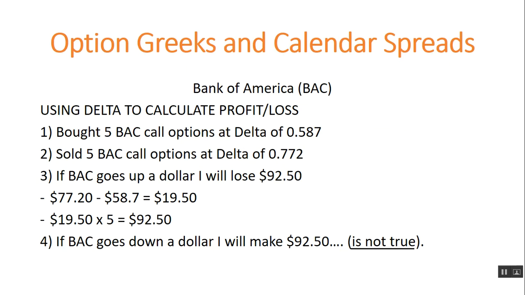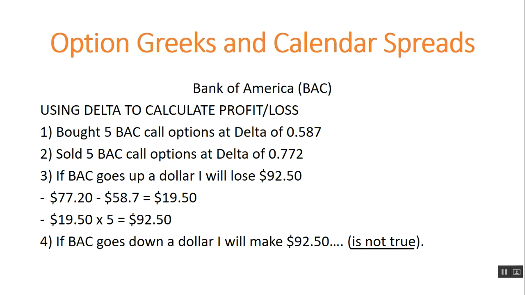So I put the numbers in there, I put the math. I take the $77.20 and I subtract the $58.70 and I get $19.50, and I did 5 of them. So $19.50 times 5 equals $92.50. That's how much money I would lose if it went up. So really, based on that value, I'd want it to go down.